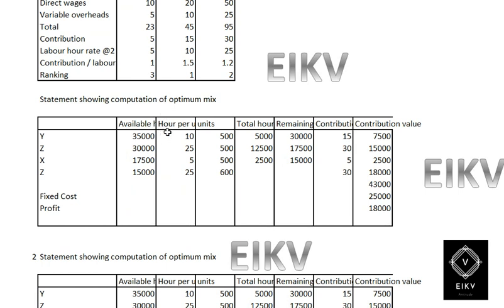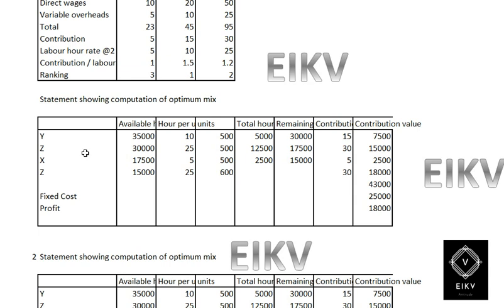So available hours is 35,000 hours. For the computation of the hours required for product Y, our hours required is 10 hours per unit and we need 500 units. Therefore 10 into 500 gives you 5,000 hours. When we subtract 5,000 from the available hours of 35,000, we will get 30,000 hours.